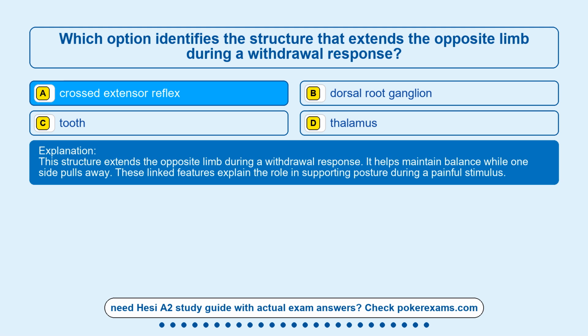This structure extends the opposite limb during a withdrawal response. It helps maintain balance while one side pulls away. These linked features explain the role in supporting posture during a painful stimulus.